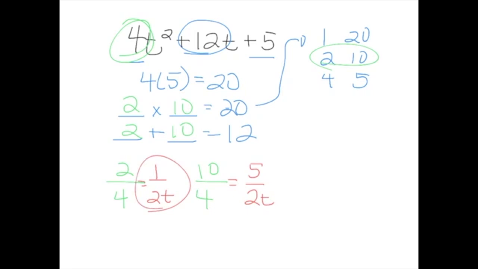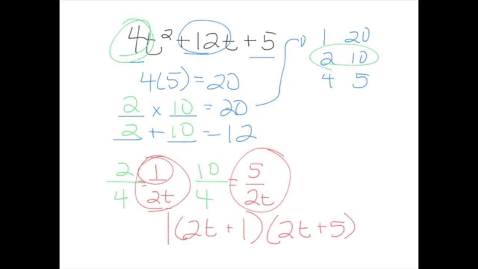Here's the first one, 2t plus 1. Again, we use a plus sign because our 1 is positive. Second one, 2t plus 5. And here's our factored polynomial. Okay, I hope you enjoyed this little tutorial, little trick, a little twist on factoring trinomials.